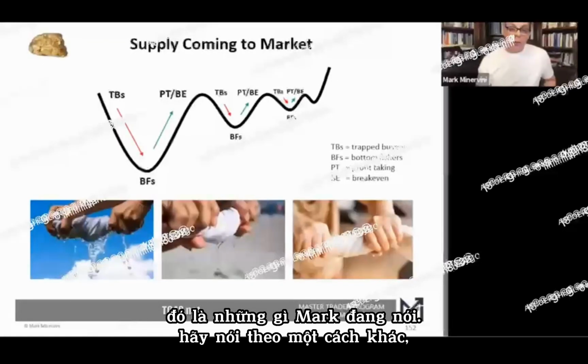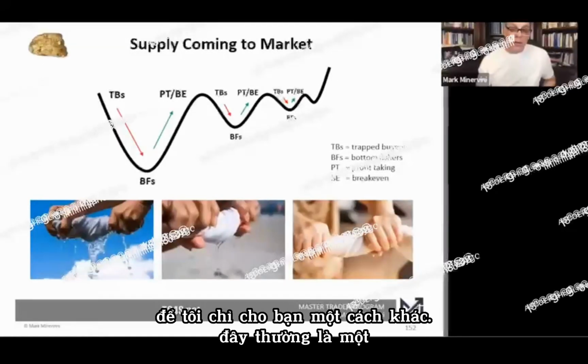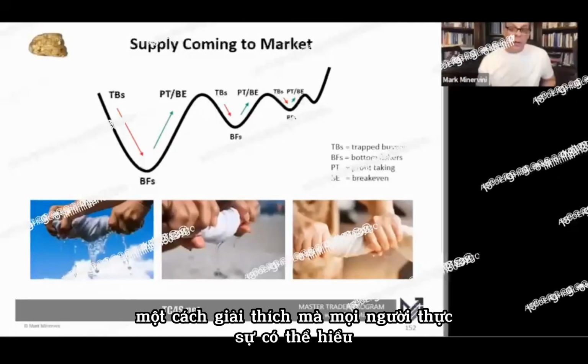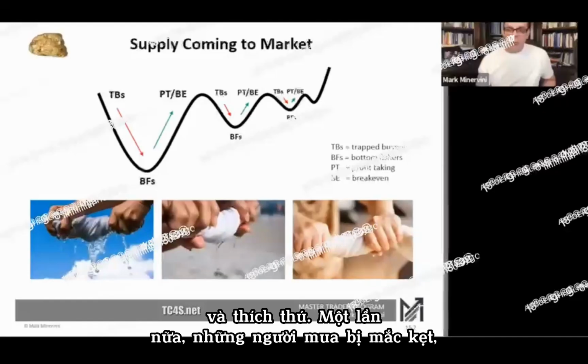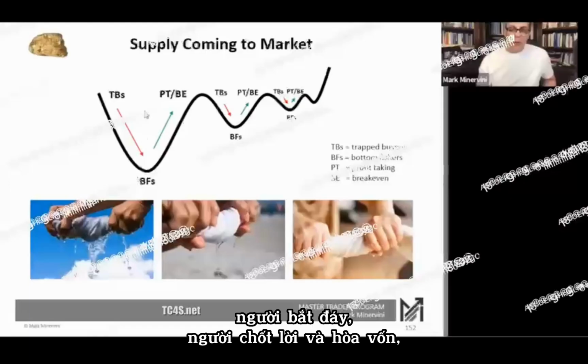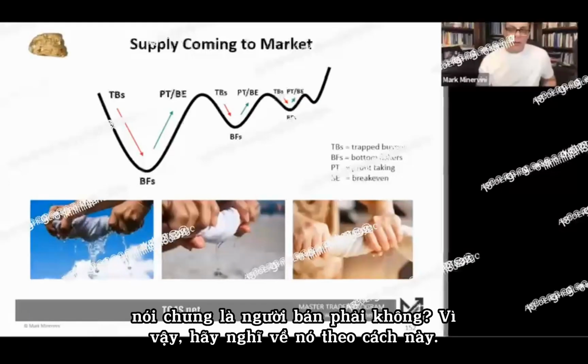So let's put it another way. Let me show you another way. This is often an explanation that people really can understand and love. So again, trapped buyers, bottom fishers, profit takers, and break-even sellers. Right. So think of it this way.